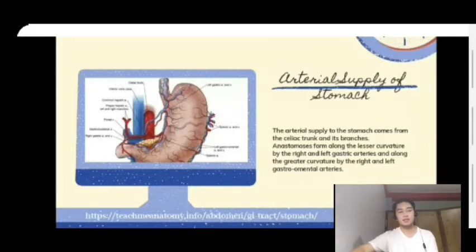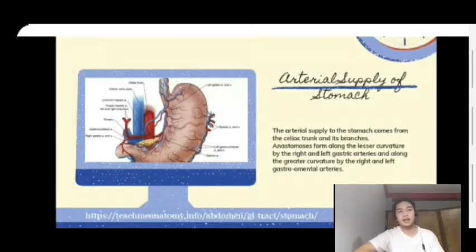The veins of the stomach run parallel to the arteries. The right and left gastric veins drain into the hepatic portal vein. The stomach receives innervation from the autonomic nervous system. So, in parasympathetic nerve, its supply arises from the posterior and anterior vagal trunks derived from the vagus nerve.